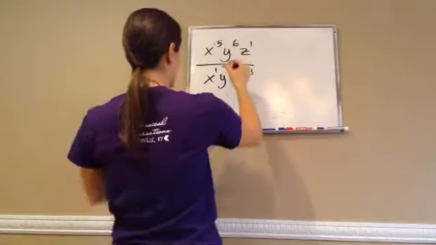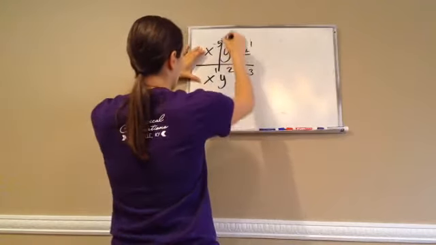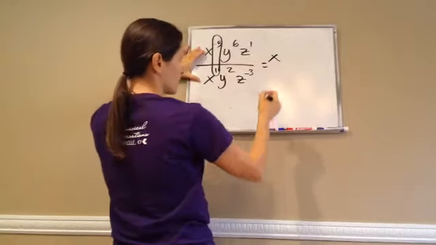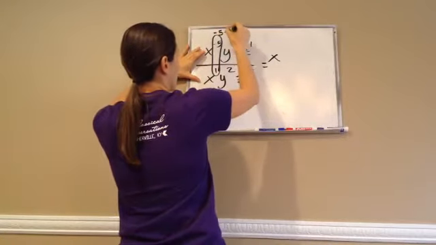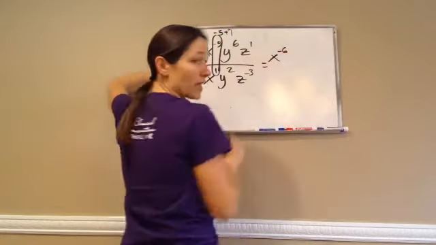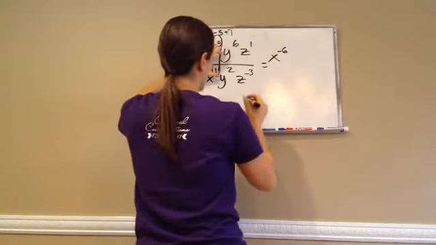Okay, so here we go. Let's just do negative 5 minus 1 becomes x to the negative 6. Negative 5 minus 1, which will become a negative 6, right? Alright, now let's try our y.